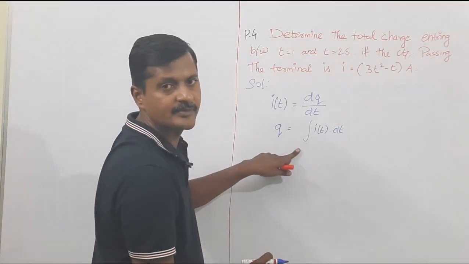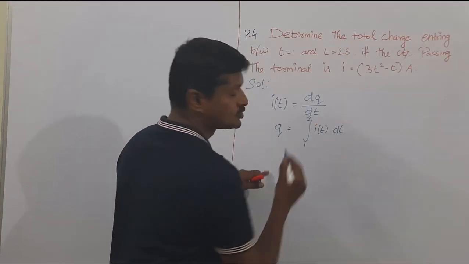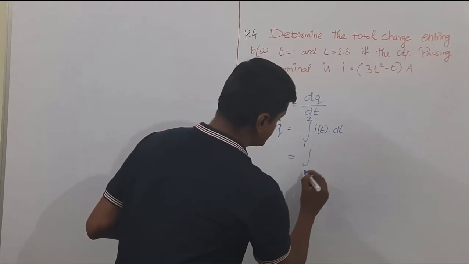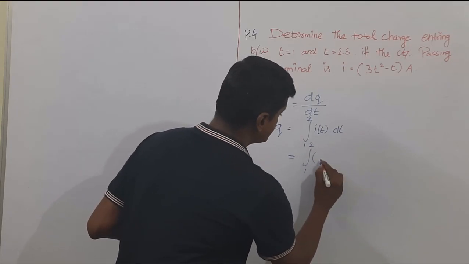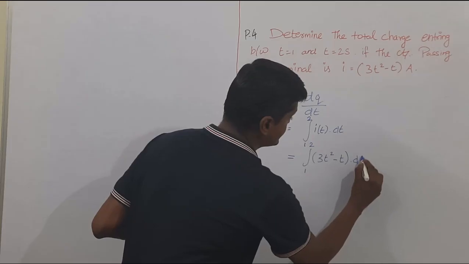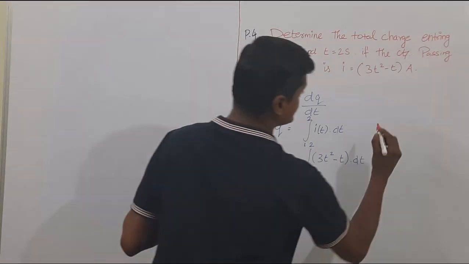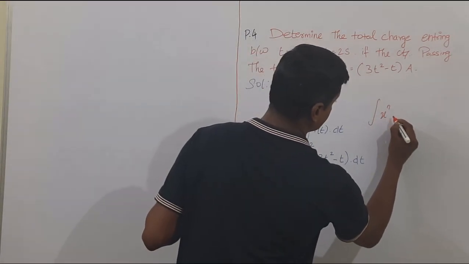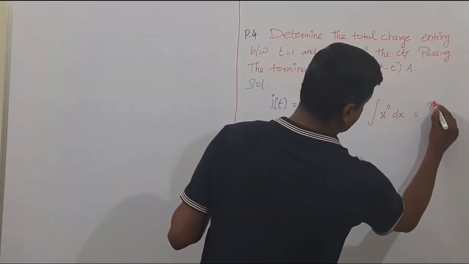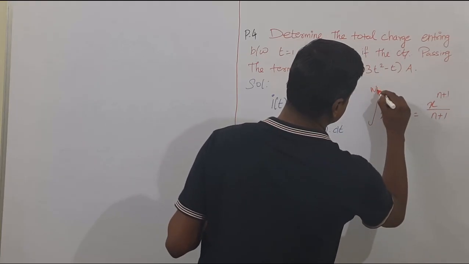So the value of the integral has a minimum limit and a maximum limit. Minimum time is 1 and maximum time is 2. So now we are integrating from 1 to 2 the value 3t squared minus t into dt. For integration, we need to note the equation: integral of x power n into dx is equal to x power n plus 1 divided by n plus 1.